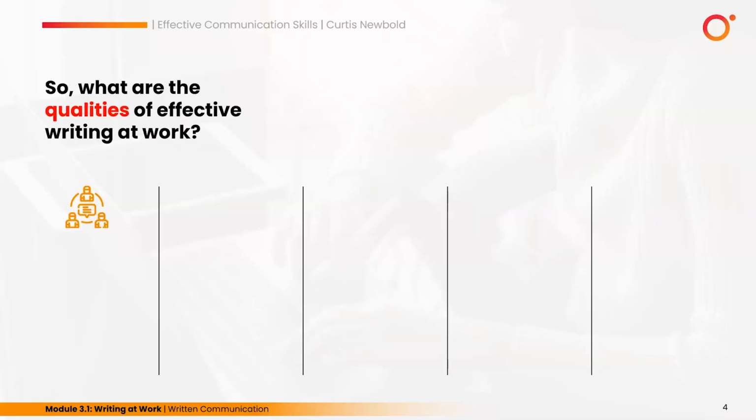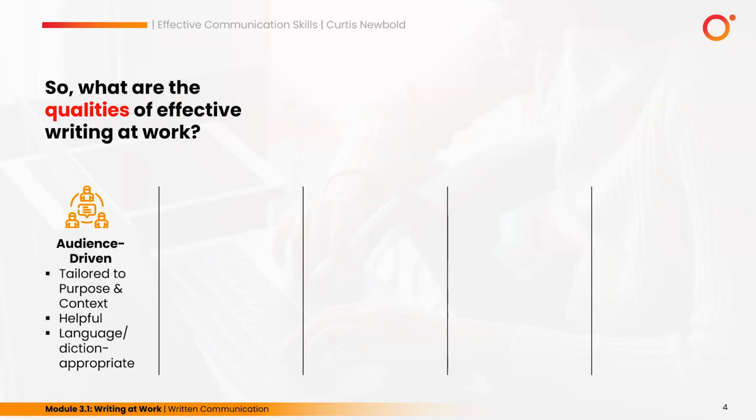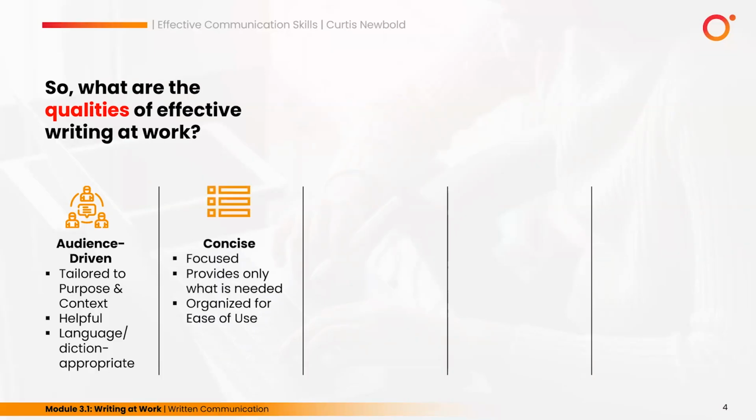Okay, so what are the qualities of effective writing at work? Well, good writing, first of all, is audience driven, is tailored to the purpose and context, to your specific audience and to their needs. It is helpful. We should always be writing with the intent to help other people, to answer their questions, to give them advice, to give them direction. And then also in terms of audience driven, the language and diction are appropriate. In other words, we're using terms that are appropriate to the knowledge and experience and reading level of the people to whom we are writing.